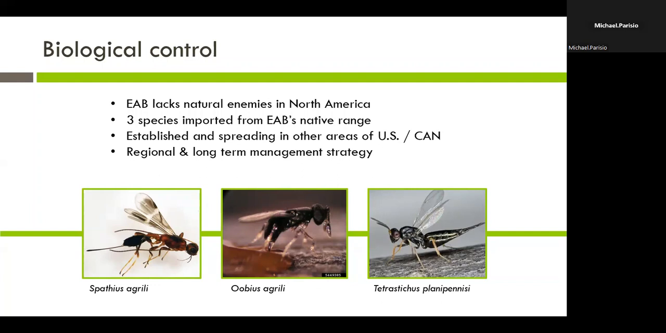The middle insect, Oobius agrili, is super tiny. I think the adults are smaller than 1 millimeter. It's an egg parasitoid. So in that picture, you can actually see the female wasp laying its egg in that orange blob, which is an emerald ash borer egg. They're super tiny, which makes them kind of difficult to study.